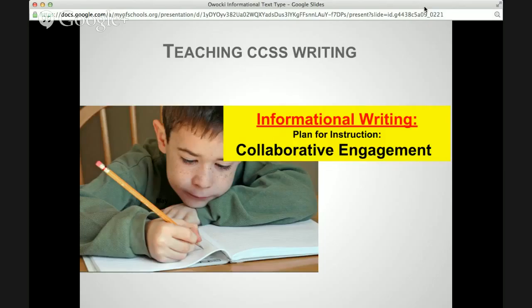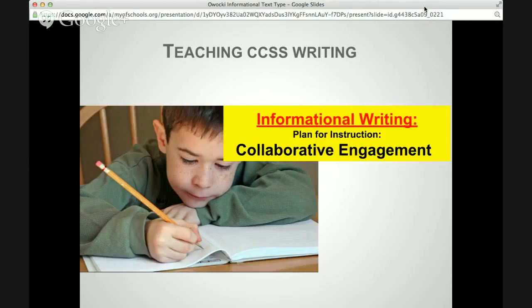And so for today, because this part is so important, we want to focus on how to have collaborative engagement as a teacher, as you work with students, and also with students conferring with each other, with their peers. So I'm going to turn things over to Becky, and we are going to get started.